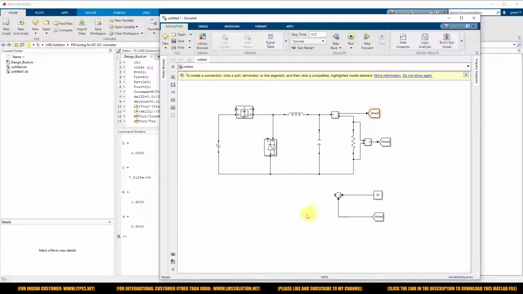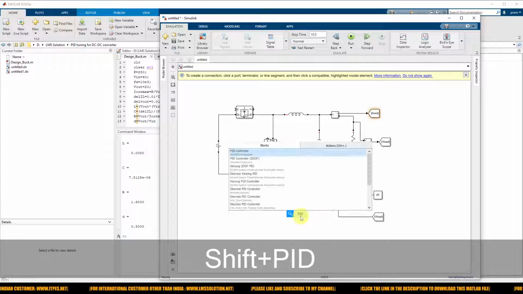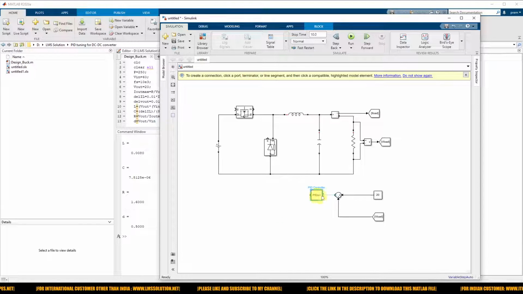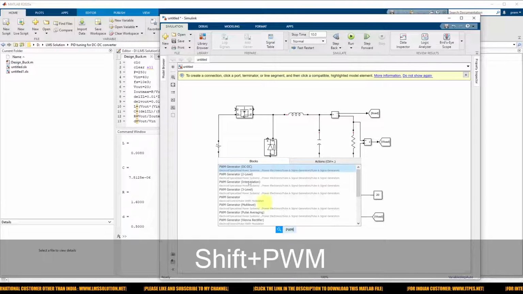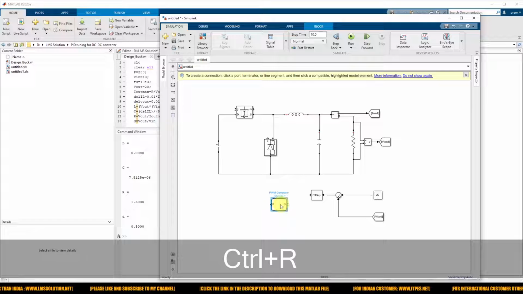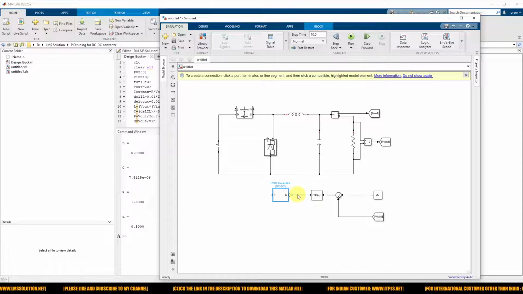Next, the error is going to be processed via the PID controller, and then the output of the PID is going to be processed via the PWM generator. It's going to be connected to the MOSFET. The PWM generator generates the pulses for that MOSFET, based upon the control signal from the PID controller.